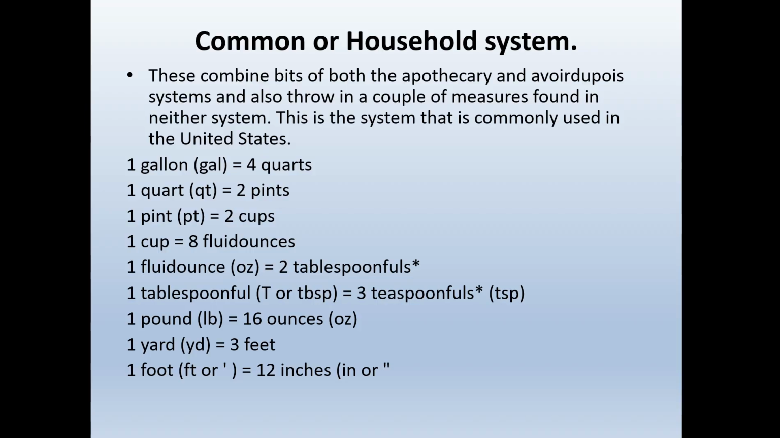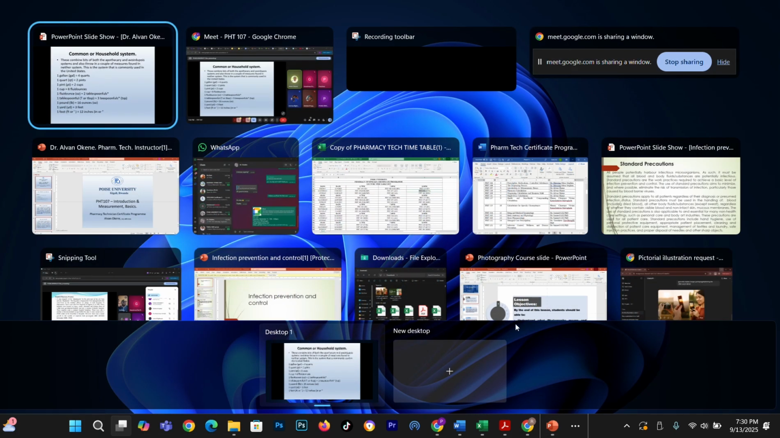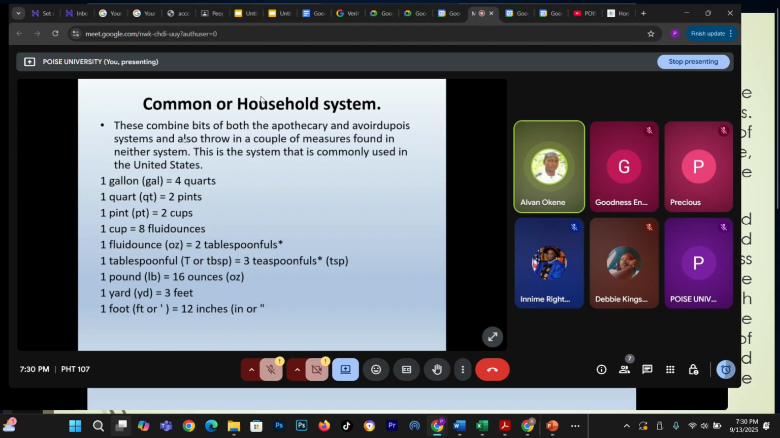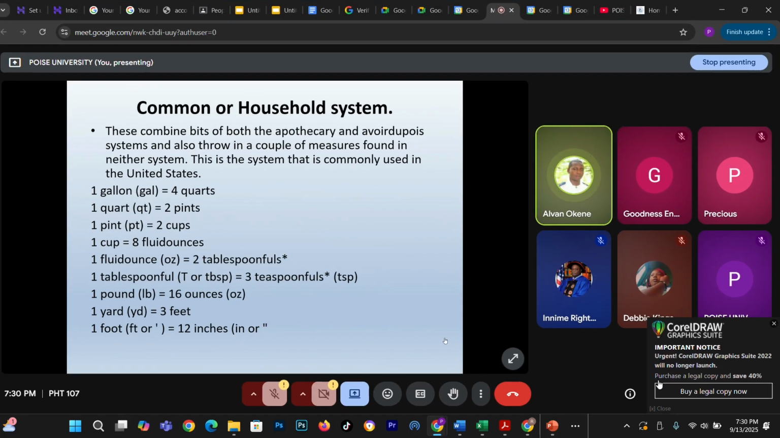So the next system is the common or household system. Now, this particular system combines bits of the apothecary and the avoirdupois system, and also a couple of measures found in neither of them. This is the system that is commonly used in the United States. So let's just look at them briefly.